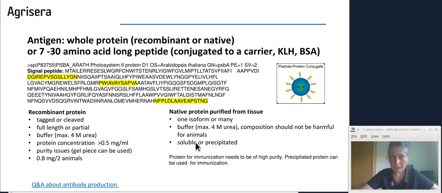The important point here is that proteins can be either soluble or precipitated. Actually, precipitated proteins will make pretty good antigens for antibody production. But of course, if the antigen is somehow denatured, there is less chance that the resulting antibodies will recognize the native protein. You need to remember that whatever is used for antibody production needs to be of really good and high purity.